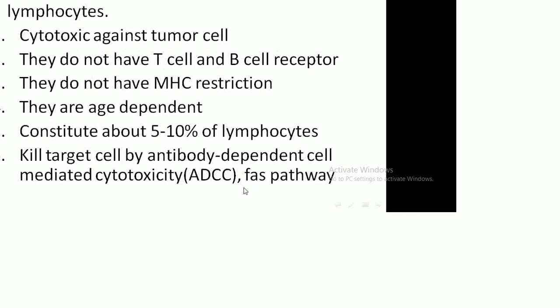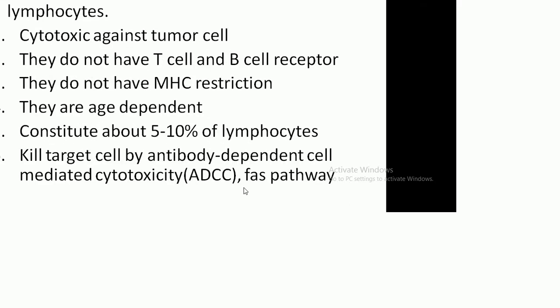T-independent B cell response is of two types: type 1, like bacterial cell wall lipopolysaccharides, which lead to polyclonal activation, and type 2, where the antigen has repeated epitopes like capsular polysaccharides, such as those of Streptococcus pneumoniae. This is characterized by not inducing isotype switching, not inducing affinity maturation, and not inducing memory. So all three have no isotype switching, no affinity maturation, no memory cell.